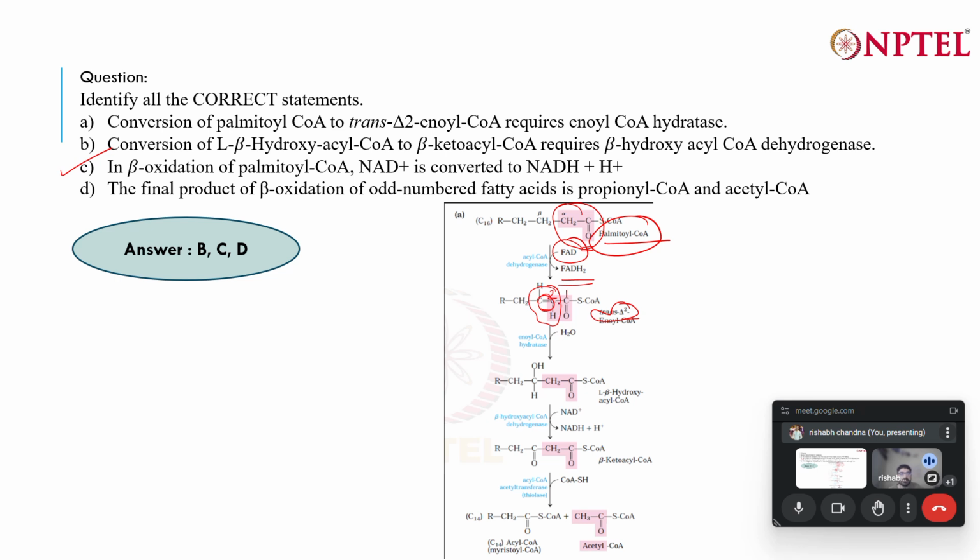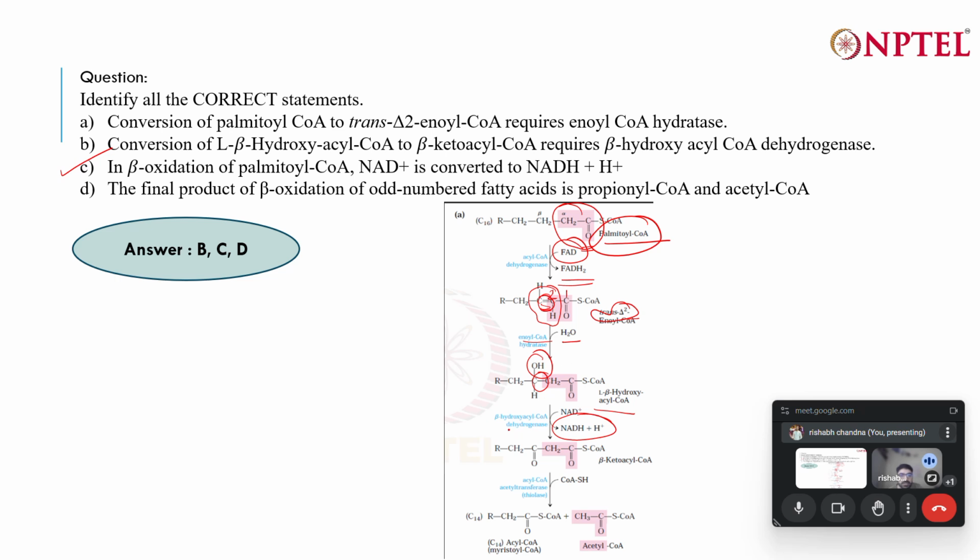Now a water molecule is added and the hydroxy form is formed. This is called the enoyl coenzyme A hydratase enzyme, and it inserts a water molecule and dissolves the double bond that was formed earlier. Now the compound formed is beta hydroxy acyl coenzyme A, because here an OH group is added to the compound. Now the other dehydrogenation reaction takes place with the formation of NADH.